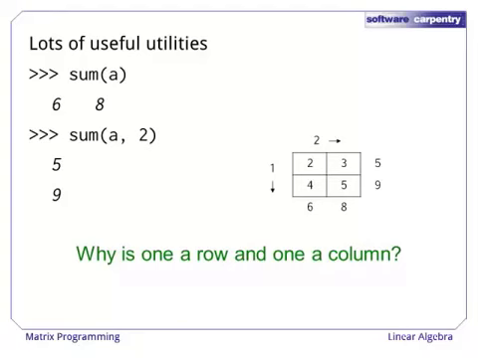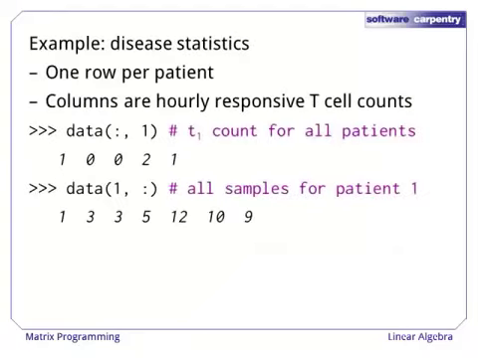Here's a long example of what we can do with array operations. Suppose we have been observing the progress of a disease in some test subjects. Each row of our array corresponds to one patient, and each column is an hourly count of responsive T cells. This means that the first column of our data is the initial T cell count for all patients, while the first row is all hourly samples for patient 0.